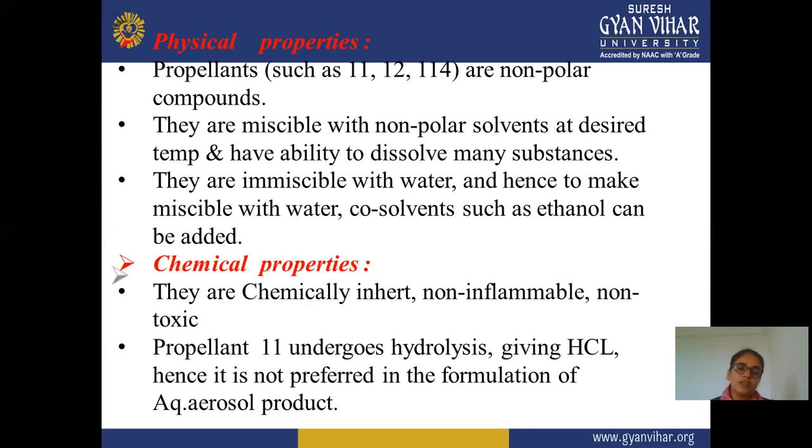Next, propellant 11 undergoes hydrolysis giving HCl, hence it is not preferred in the formulation of aqueous products. There are three types of propellant: 11, 12, and 114. Out of these three, the least preferred is number 11 because of the problem of hydrolysis giving HCl, hence it is not preferred in the formulation of aqueous products. So out of these three, 11, 12, and 114, the most preferred or most commonly used propellant is propellant 12.